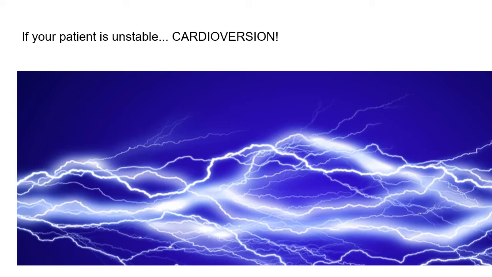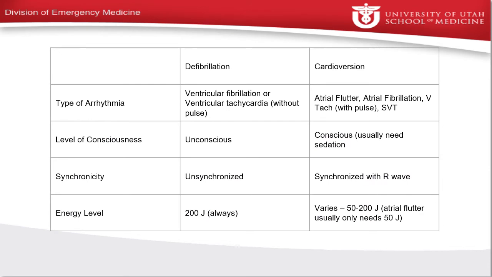If the patient is unstable, our treatment is very simple. We do a cardioversion, we shock. Let's talk about what's different between cardioversion and defibrillation, because we don't want to defibrillate someone that is maybe in atrial flutter or something like that. It's determined by the type of arrhythmia. For defibrillation, we're looking at ventricular fibrillation or Vtac without a pulse. Those are the two that we do a defibrillation for. Cardioversion is going to be everything else: atrial flutter, atrial fibrillation, Vtac with a pulse, SVT. These are unstable patients that we're going to try to cardiovert.